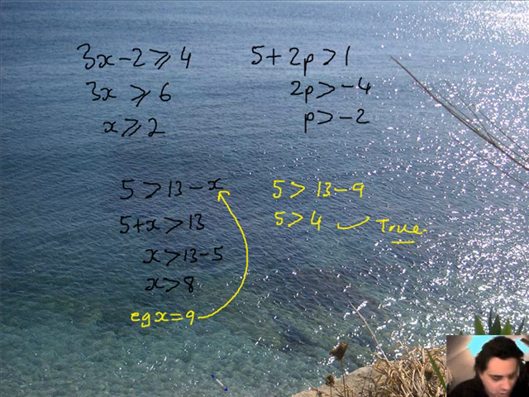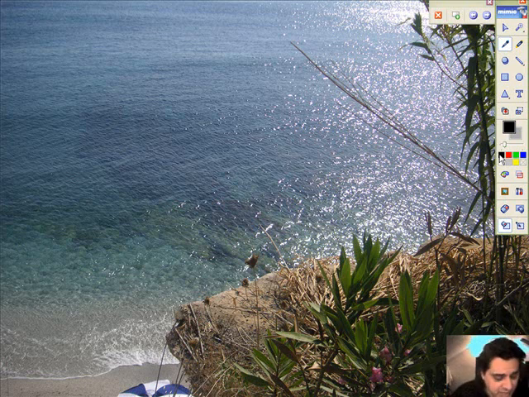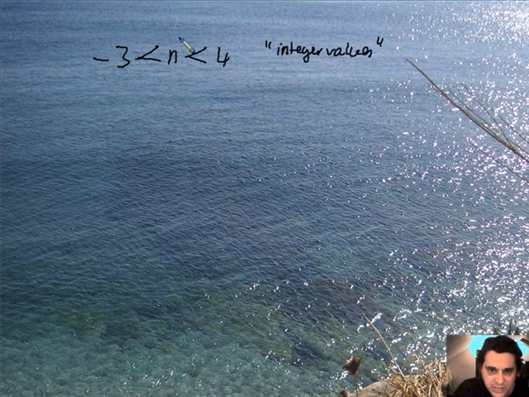Right, that's that one. Question 2. I really like this kind of thing. They're quite pleasant. It says list all the integer values of n such that, let's just get the inequality down there, I like these little sandwiches, minus 3 less than n less than 4. All the whole number values that could be negative or positive that fit this inequality.